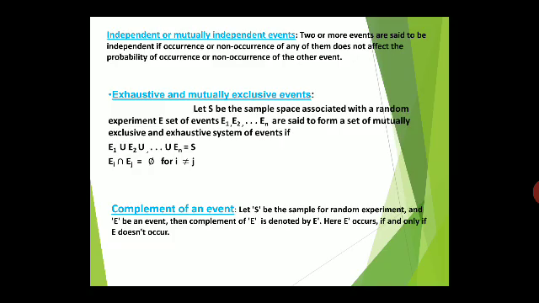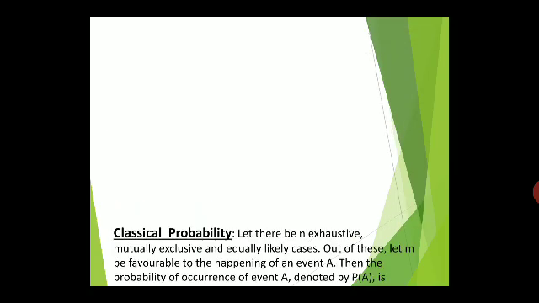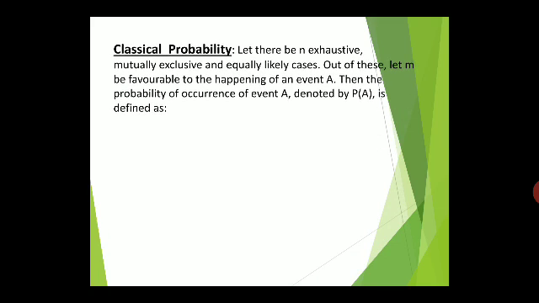Let S be the sample space for a random experiment and E be an event, then the complement of E is denoted by E dash. Here E dash occurs if and only if E does not occur. After that we will come to know about classical probability.